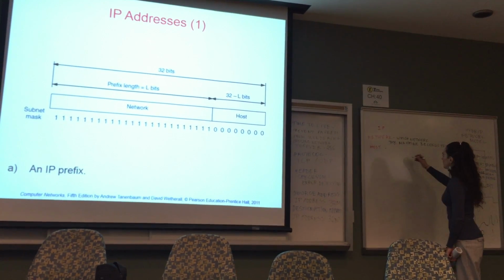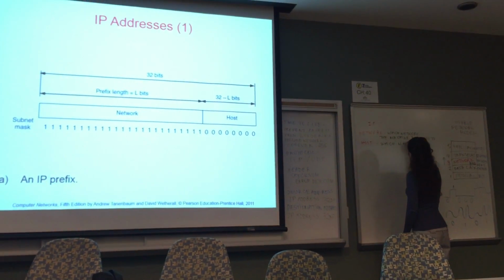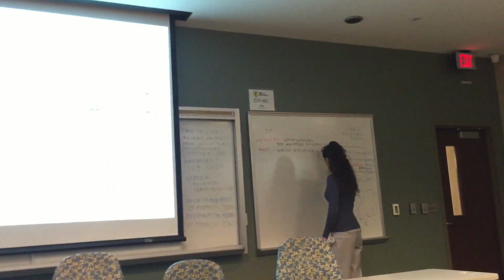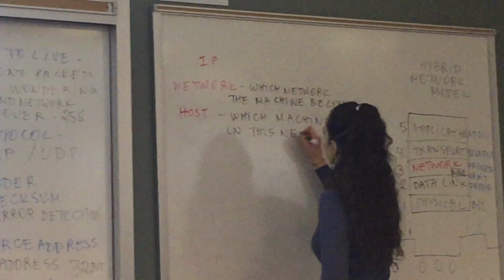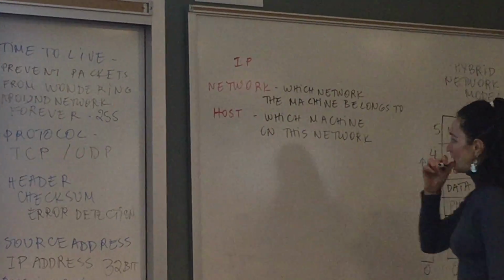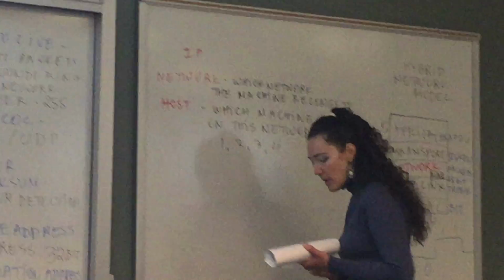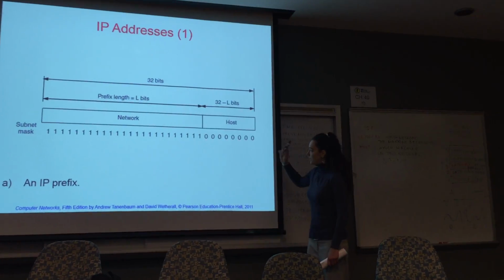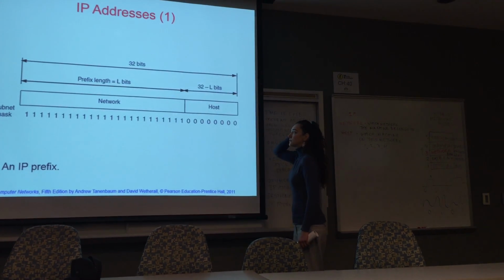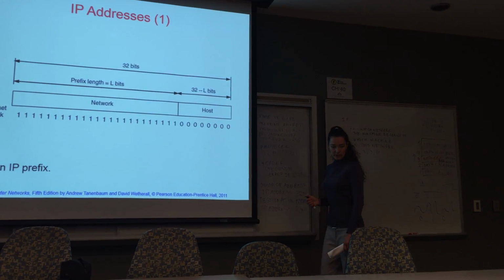And so which network the machine belongs to, which machine is that? So each machine will have a number, let's say 1, 2, 3, 4. How many machines can we have on the same network? So this is a local area network, and this field will tell us the machine number that is part of this network. How many can we have?